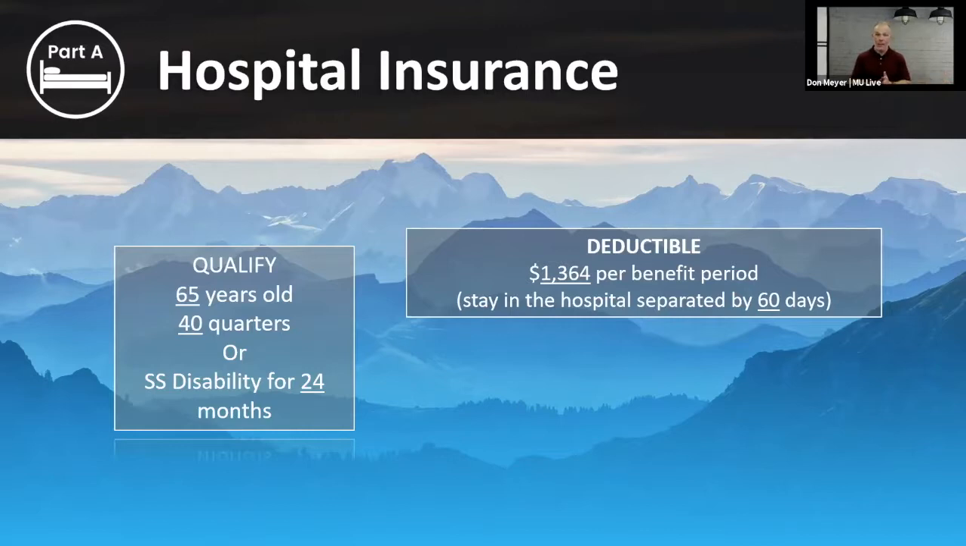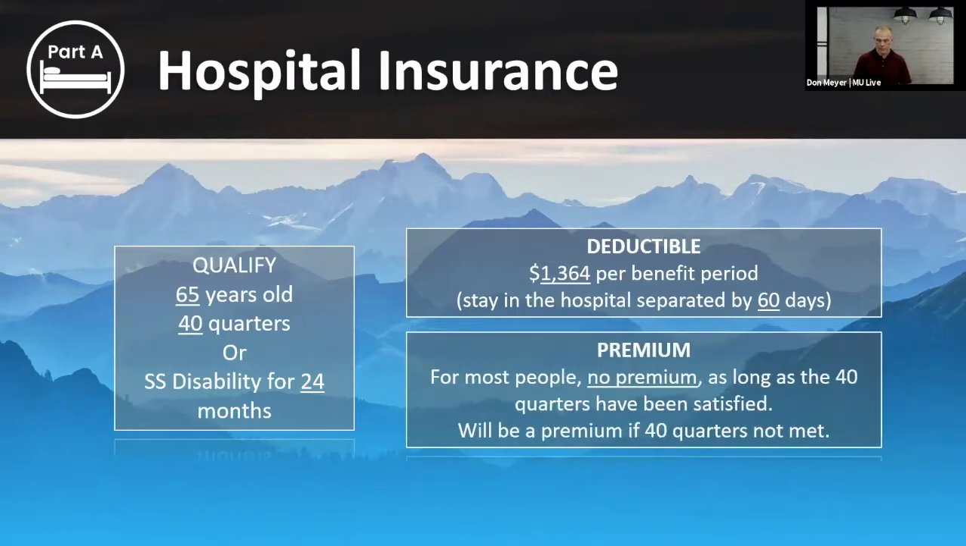Now, I would never let anybody have just Part A be the only coverage they have for their hospital, because they could have multiple visits a year that would result in multiple deductibles. But that is the deductible currently, $1,364. And again, it's per benefit period. Now, premium. There is no premium for Part A for most people, as long as either the husband or wife has worked and contributed for 40 quarters or 10 years into the system. All right. And if they have not, then there would be a premium for Part A.